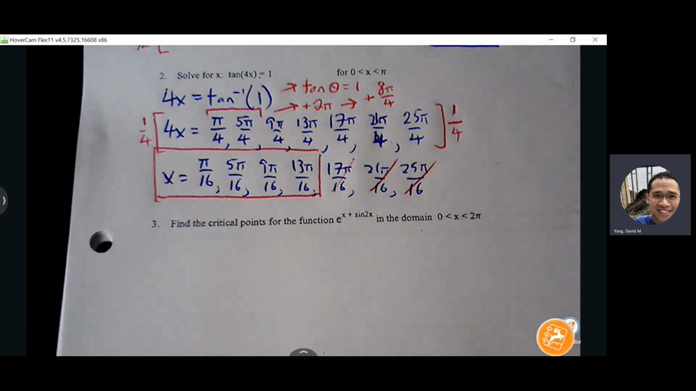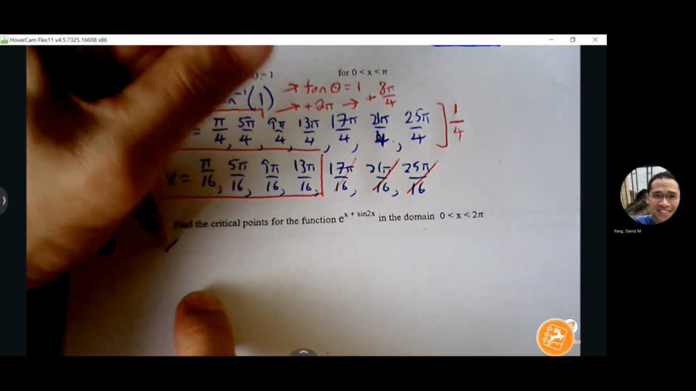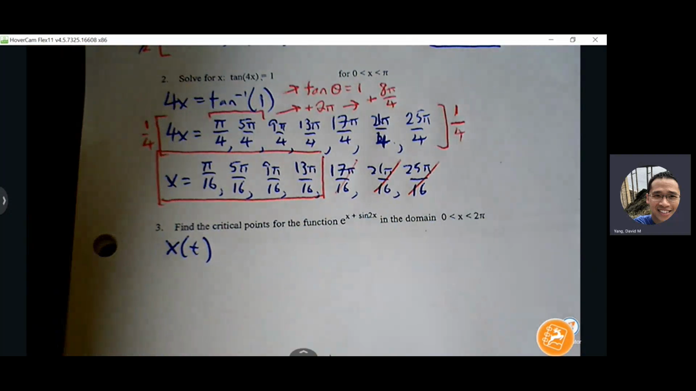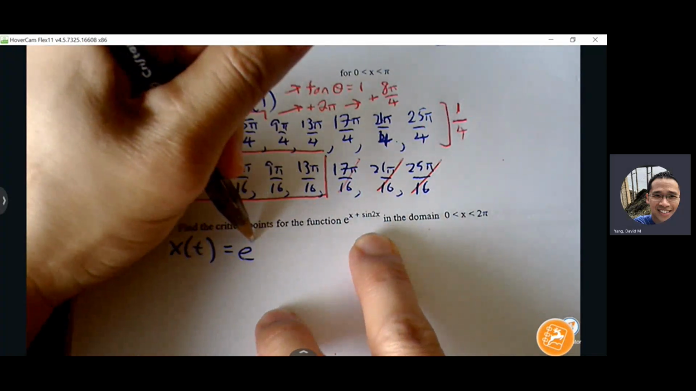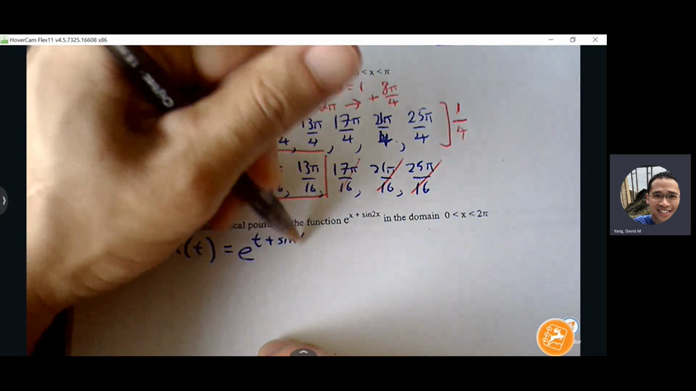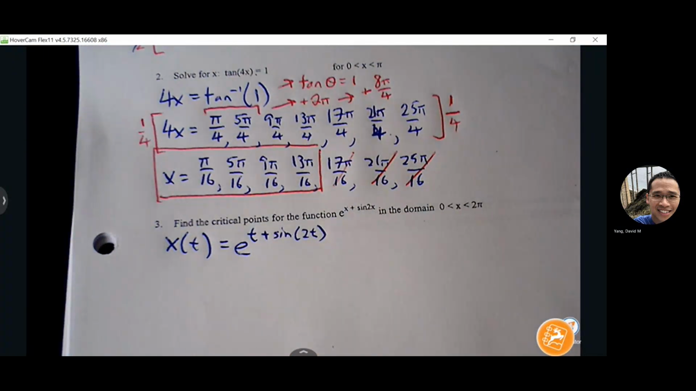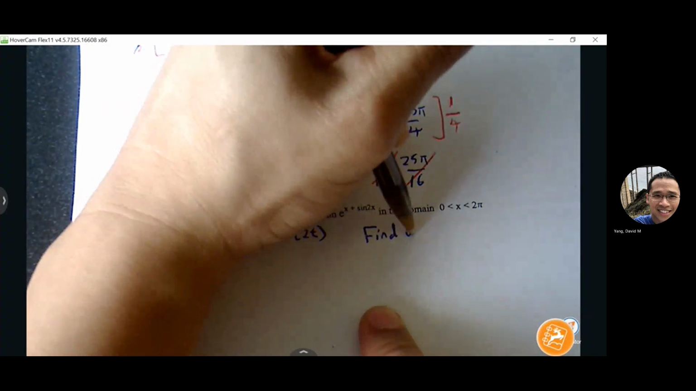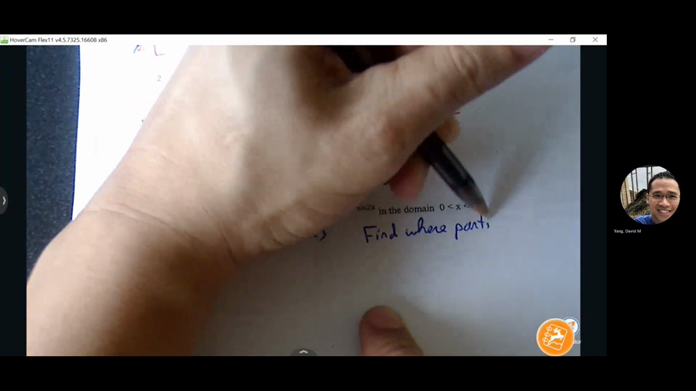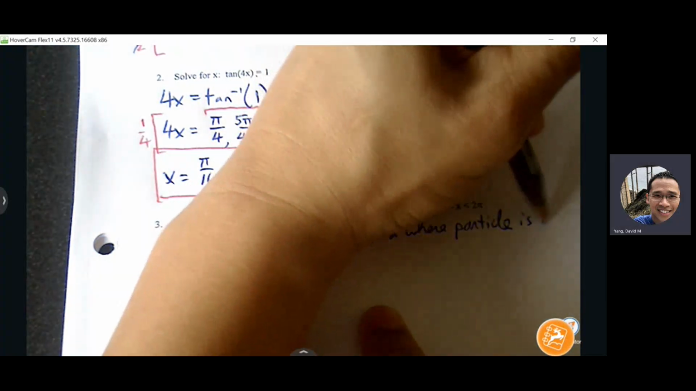Any questions so far? Okay, so we're going to use that strategy in this next problem here. Number three says find the critical points for the function in the domain from 0 to 2π. I'm going to rephrase this problem as a particle motion problem. This will be good for what we can expect on the test. So let's say I gave a position function as e to the t plus sine of 2t, and I called it the position function. And then the direction says, instead of find a critical point, find where the particle is at rest.